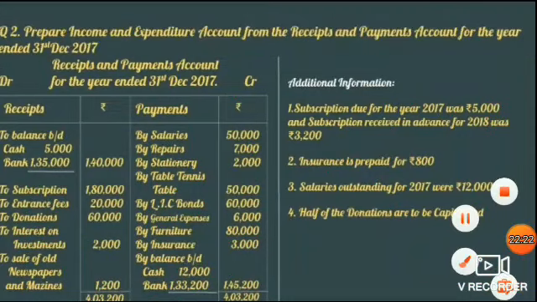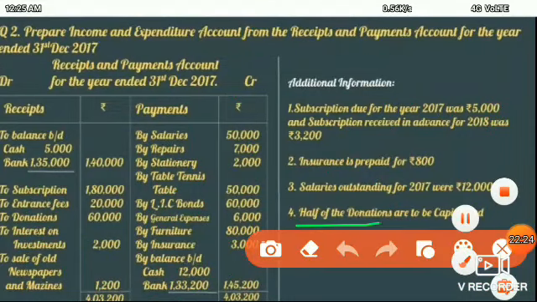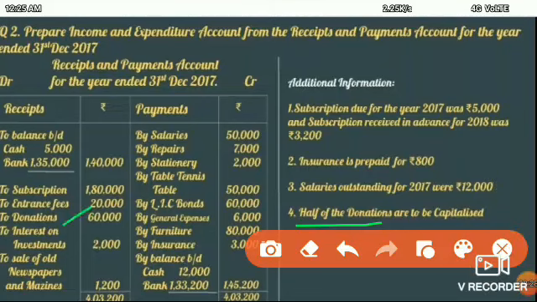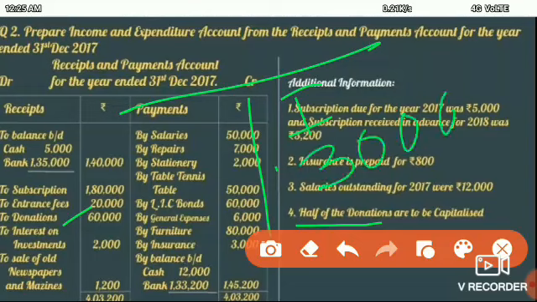Next is donation. Half of the donation is to be capitalized. Now donation is an income, so it will be shown on the income side as by donation, and we will show donation not as 60,000, but as 30,000 in the income and expenditure account because half of the donation is of capital nature.